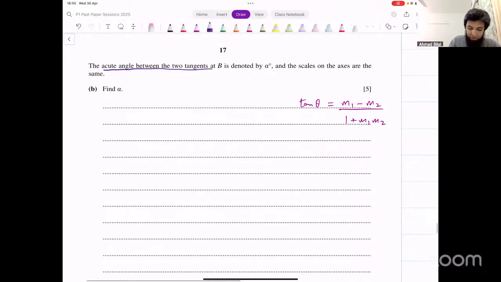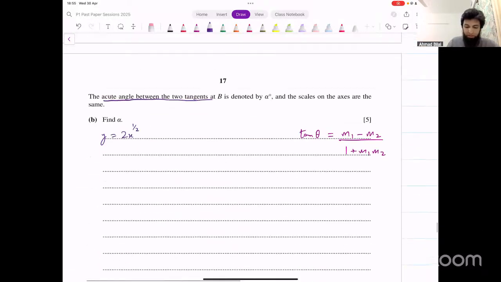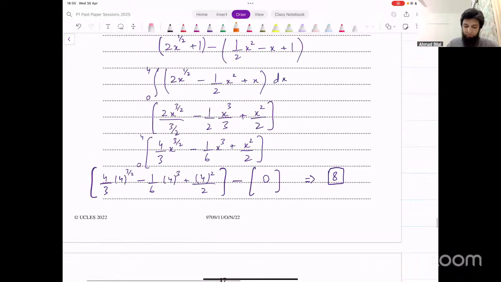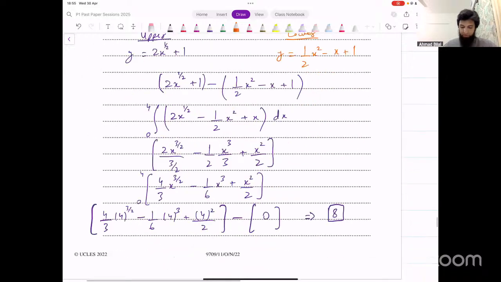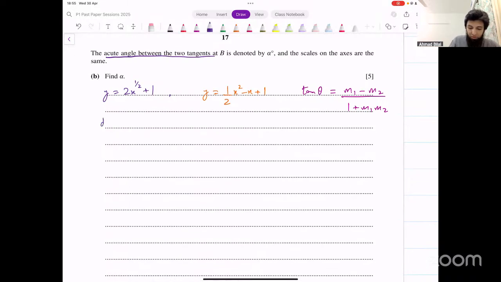One function is y equals 2x raised to the power of 1 over 2 plus 1. That's one function. And the other function is y equals half x squared minus x plus 1. This is the other function. Let's differentiate both of them so we can find the gradients of these curves at that point.